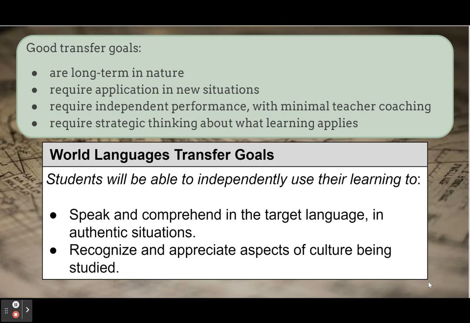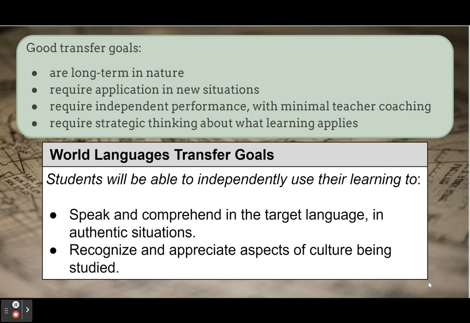Finally, here's a world language set of transfer goals. Students will be able to independently use their learning to speak and comprehend in the target language in authentic situations and recognize and appreciate aspects of culture being studied. So that's pretty long term in nature. We really do want students to always have some sense of cultural appreciation for cultures that they might be immersed in or be introduced to. And we want students, in a world language class, to be able to apply the language in authentic situations beyond our classroom. Additionally, it might require application in new situations.